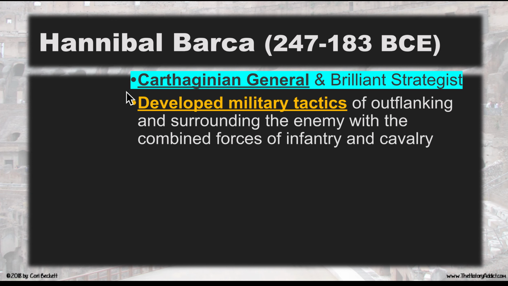He was a Carthaginian general and a brilliant strategist. He developed military tactics of outflanking and surrounding the enemy with combined forces of infantry and cavalry. Now, for those of you who don't know, infantry are the people on the ground, foot soldiers, and cavalry are people on some sort of mount. Nowadays, cavalry is horseback cavalry. This would have been, in Hannibal's time, elephant cavalry.